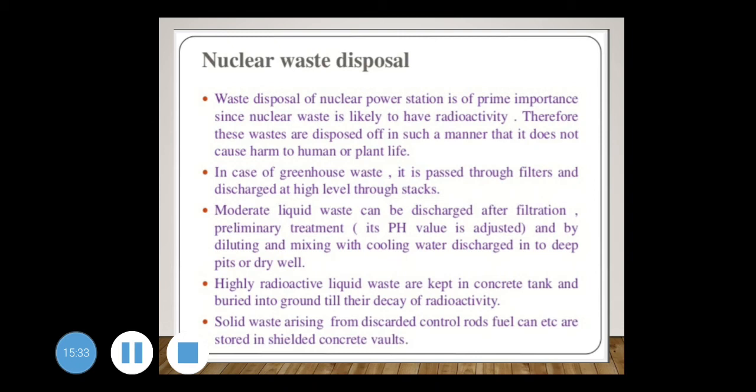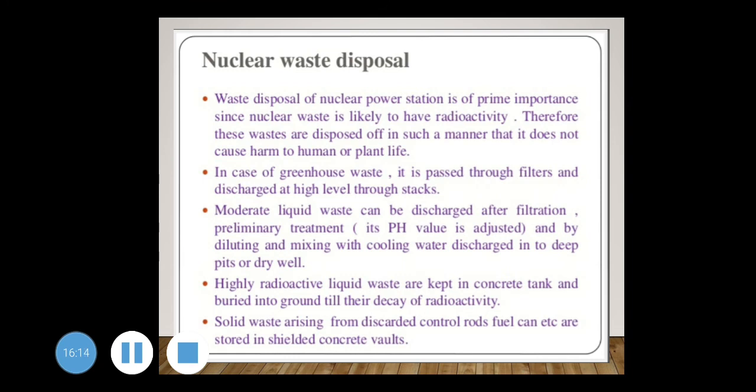Now, nuclear waste disposal. This is the most major problem created by nuclear power stations, and it is of prime importance to dispose of whatever waste is created from the nuclear power plant. The first one is the gaseous waste, which can be passed through a filter and discharged at a high level stack. That is one of the ways to dispose of nuclear waste.